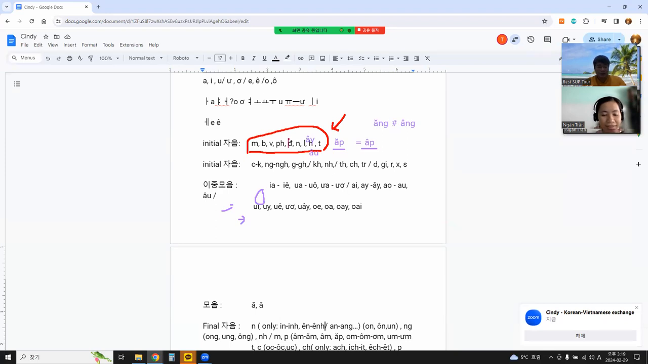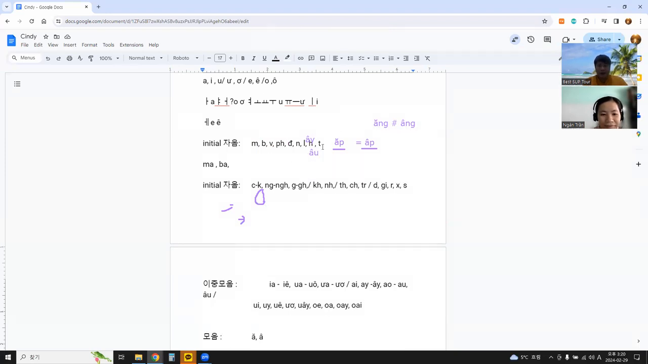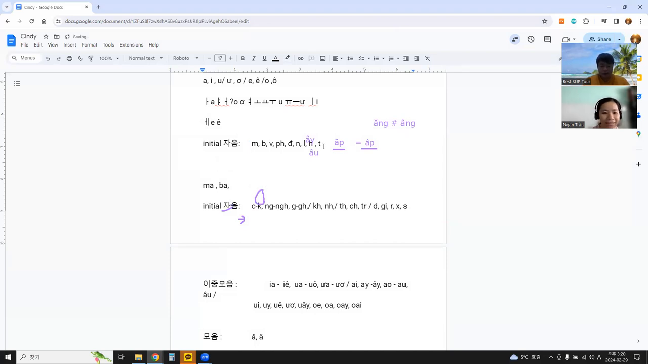In Korean, let me check. I'll compare. Okay, I see that. In Korean, ma, ba, ba. Actually, this sound is a V sound. In Korean we don't have it. The V sound is very difficult for Koreans. Korean people cannot pronounce the V sound because normally we don't speak it. Always we say the B sound.